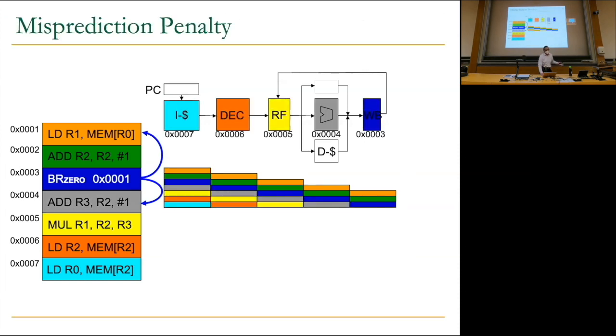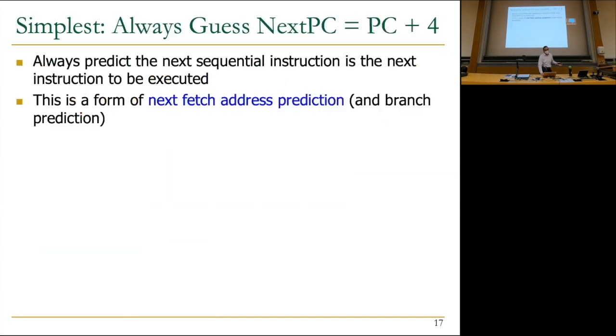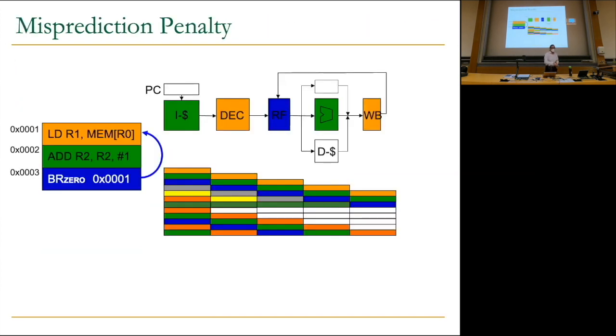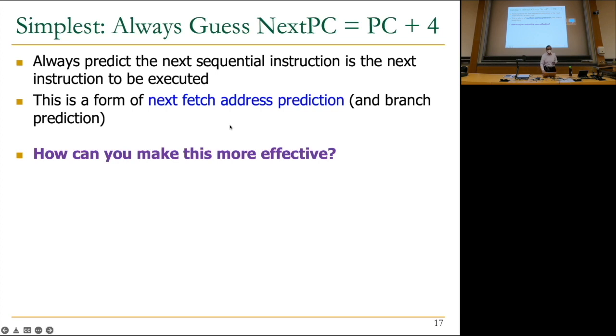Of course, branch prediction leads to misprediction penalty when you actually mispredict. So you need to flush the pipeline. And that's what we kind of analyzed in the prior slides. So the simplest prediction method is always guess next PC is PC plus 4, right? And we did that in the pipeline we designed in lecture, I think 14. We always predicted the next sequential instruction is the next instruction to be executed. And this is really a form of branch prediction, next fetch address prediction, as we discussed.